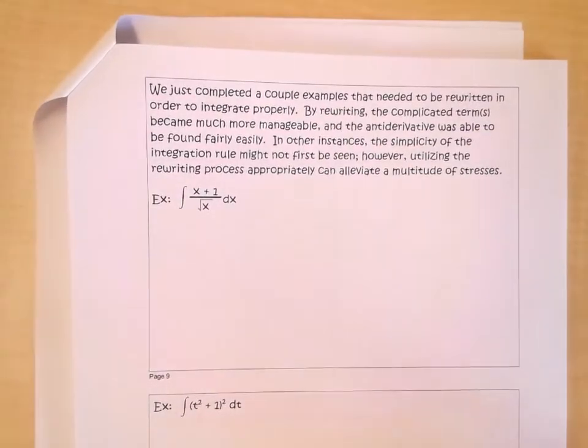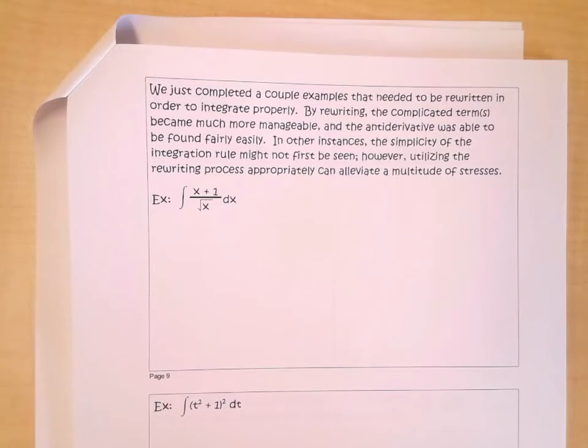We just completed a couple examples that needed to be rewritten in order to integrate properly. By rewriting, the complicated terms became much more manageable, and the antiderivative was able to be found fairly easily. In other instances, the simplicity of the integration rule might not first be seen. However, utilizing the rewriting process appropriately can alleviate a multitude of stresses.